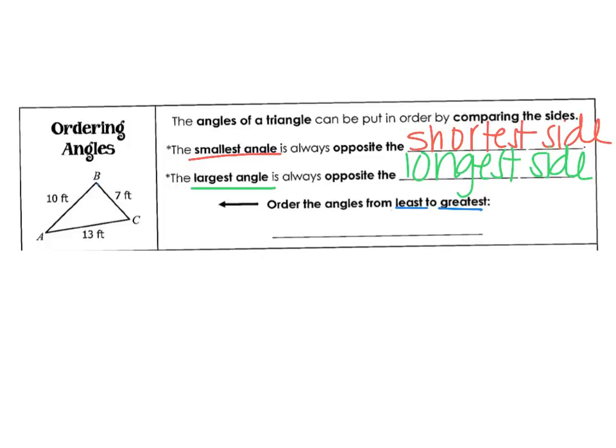So first, the shortest side is BC, so the angle opposite of that would be angle A. So angle A is going to be the smallest angle. Then we look for the next shortest side, and that would be AB. So opposite AB is going to be angle C. So angle C would be the next smallest angle.